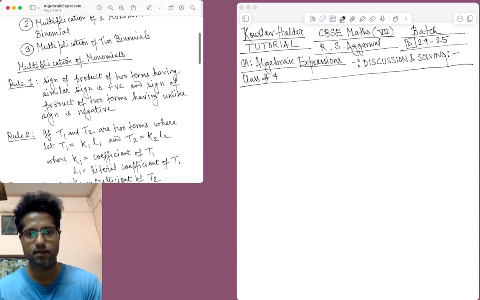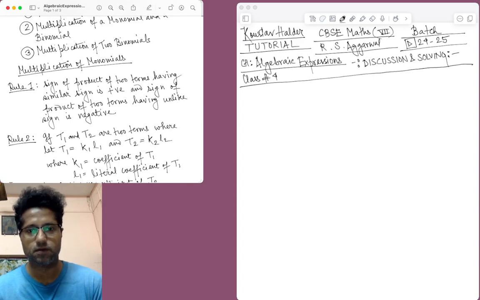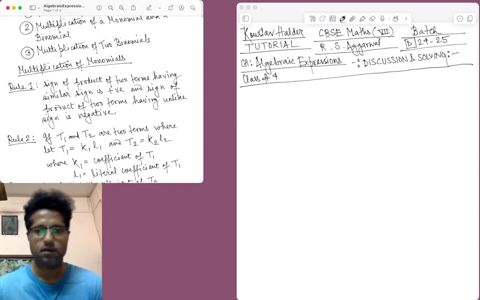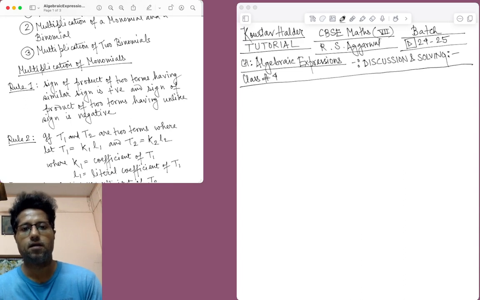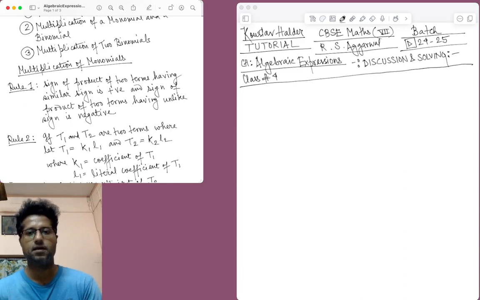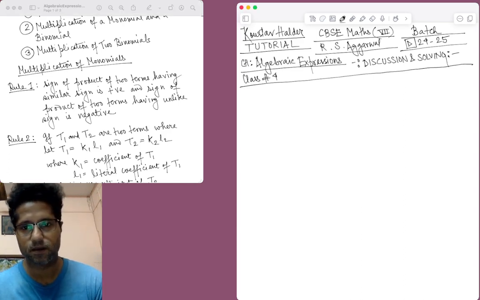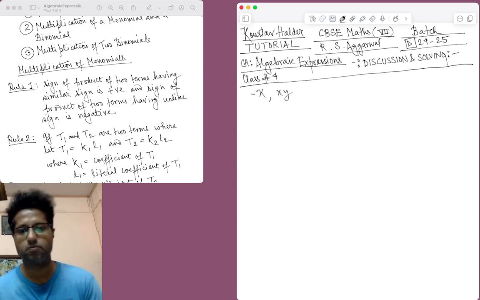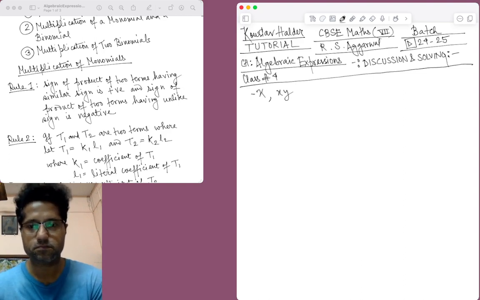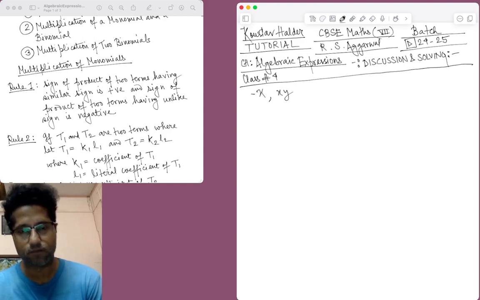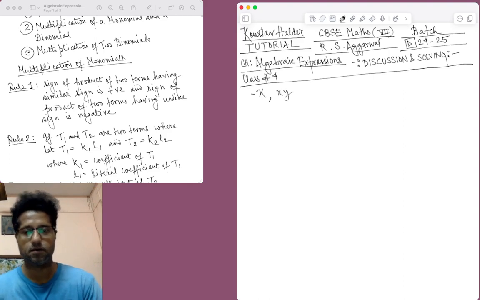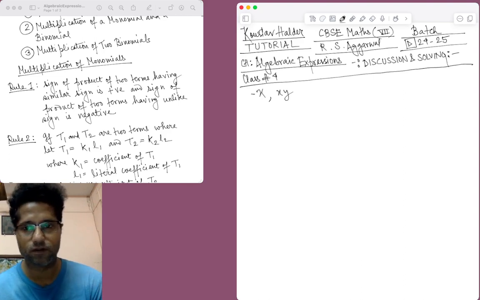So rule number 1 is about the sign of the product of two terms. If the terms you are finding the product of have opposite signs, for example, these two terms minus x and xy, the first term is negative and the second term is positive. So when you find the product, the product will be negative.